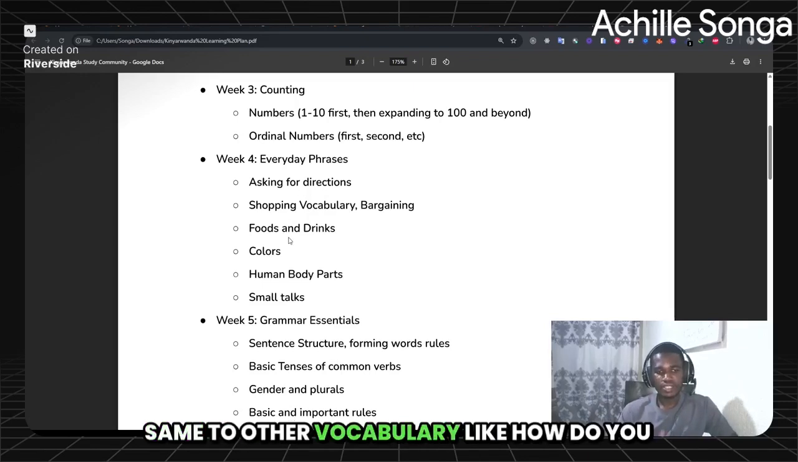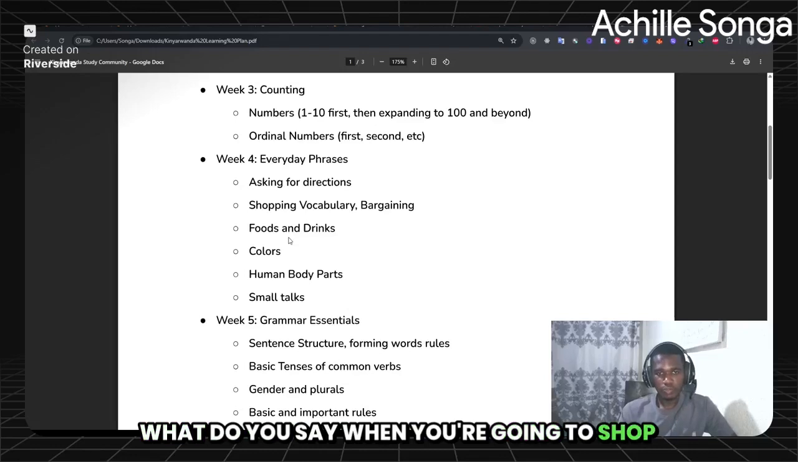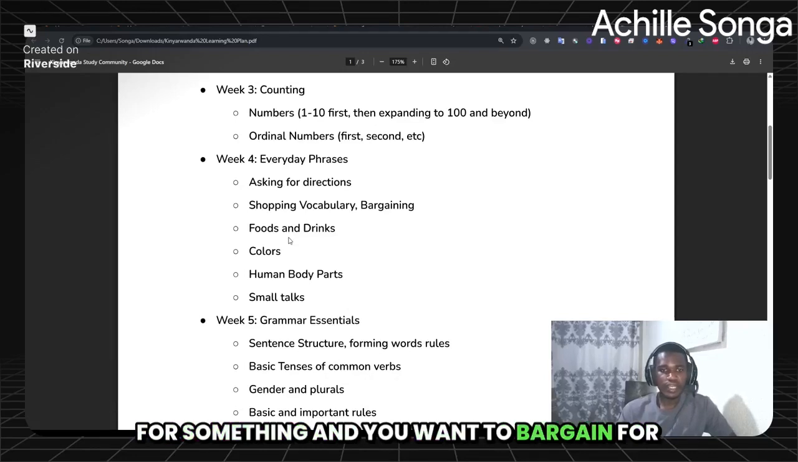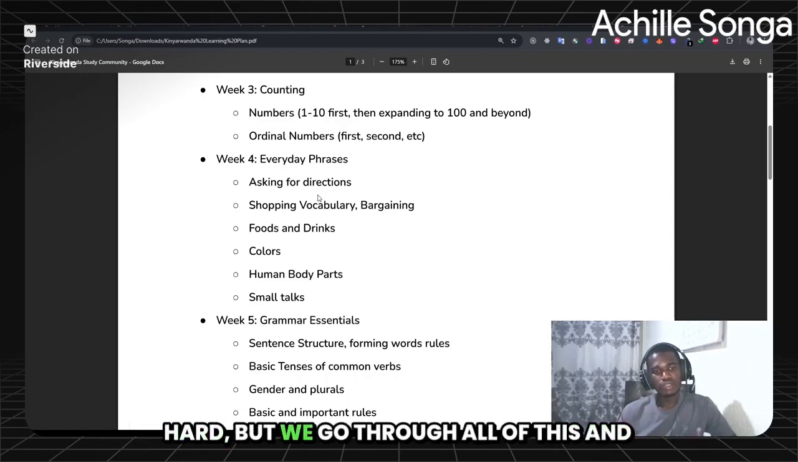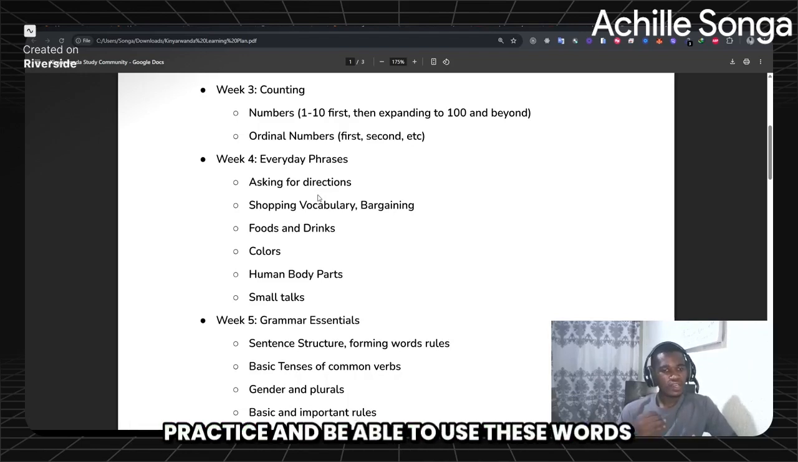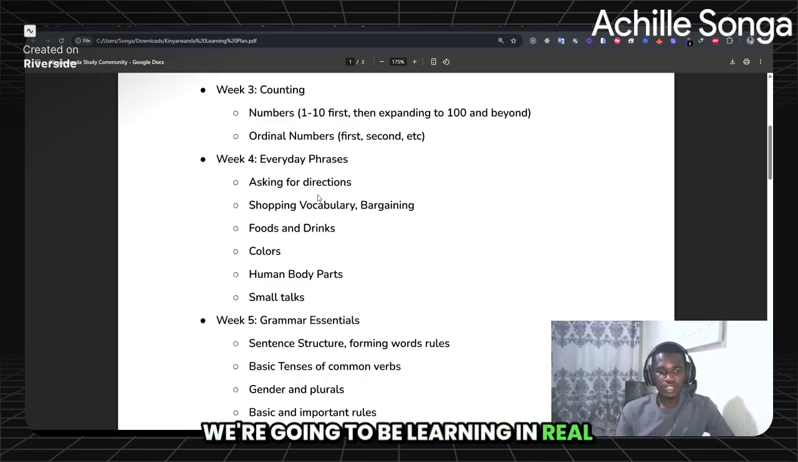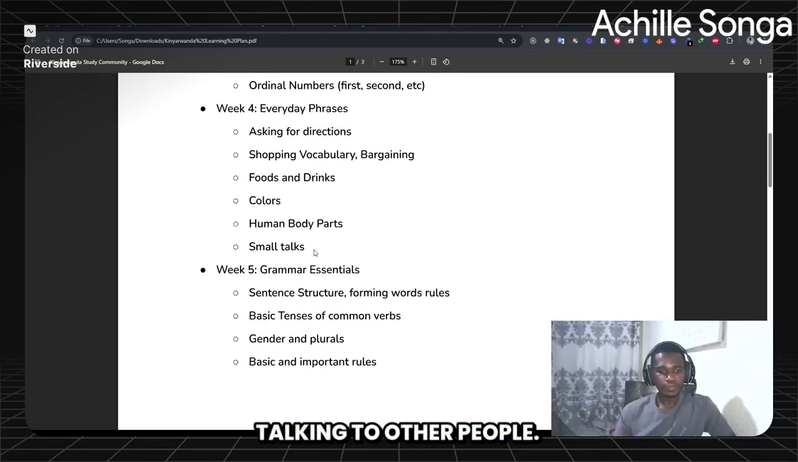Same with other vocabulary, like how do you ask for directions, what do you say when you're going to shop for something and you want to bargain for a price? Because we will have learned counting, it won't be hard. We go through all of this, and every week you're going to have practice and be able to use these words we're learning in real conversations, talking to each other, talking to other people.